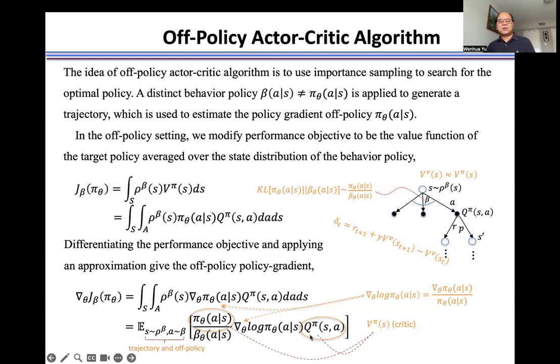After we change this, because right now we are using importance sampling, the state is sampled from rho. This rho is under policy beta, and this action is also sampled from policy beta.